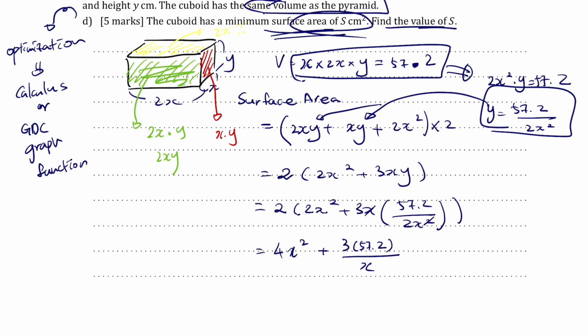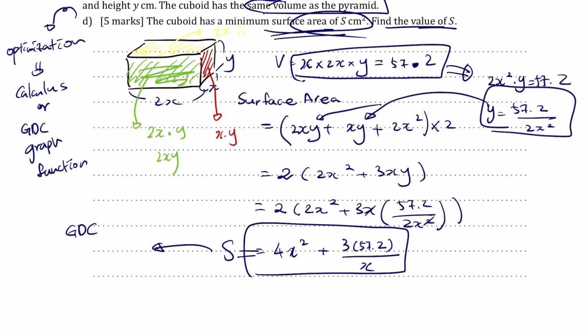Okay, once you have this equation, we know that S is equal to this, right? So you can put this into your GDC, the graph tab. You can set S as y and plug in 4x squared plus 3 times 57.2 over x. Then you need to find the y value of your minimum point.